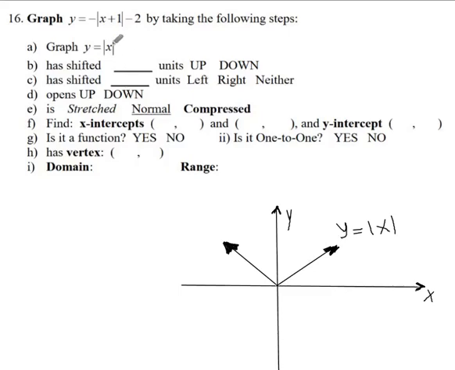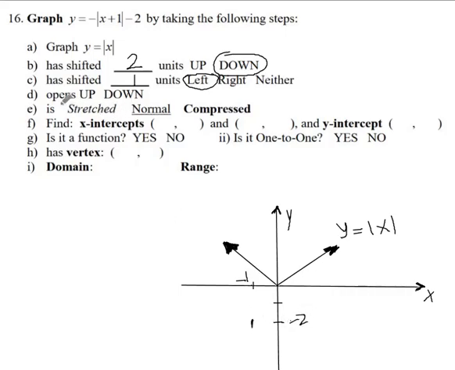We're going to shift this down 2 units because of this -2. So we're shifting down 2 units. So we go 2 units down right there. And then we're going to shift 1 unit. Here it's x minus -1, so we're shifting 1 unit to the left. From here I'm going to go right there. So this point here would be -1, and here would be -2.